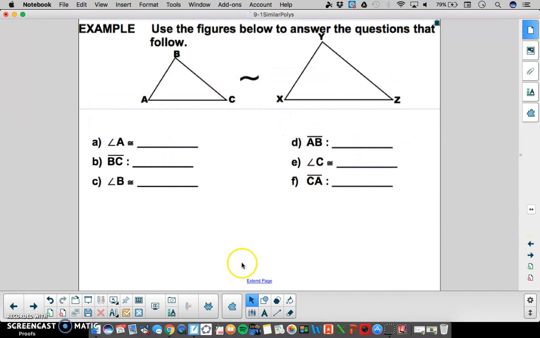All right, so use the figures below to answer the questions that follow. What we're trying to say is, what would match with what? If triangle ABC is similar to triangle XYZ, then angle A is going to be congruent to angle X. So notice triangle ABC, XYZ. Side BC is here, and it would match with side YZ.